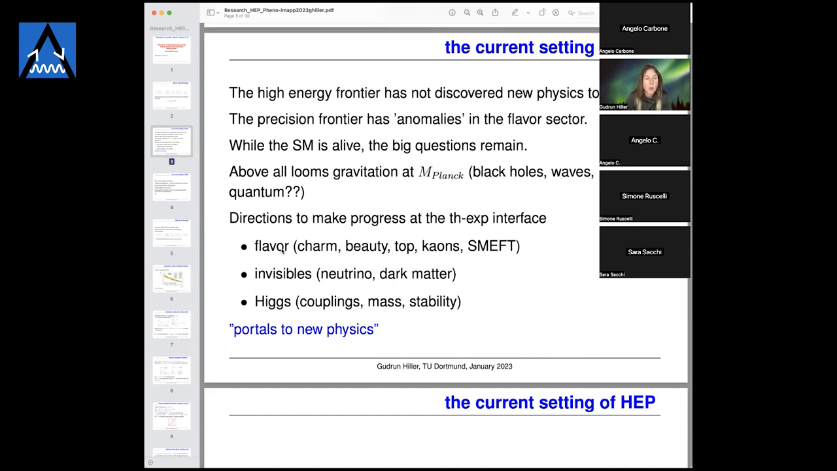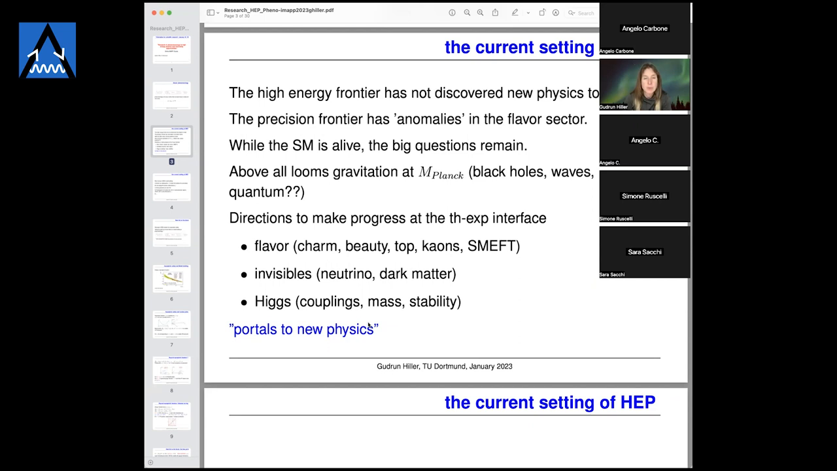So all these three blocks I mentioned here, flavor, so standard model fermions coupling to something, neutrinos coupling to something, and the Higgs, they are viewed also as portals to new physics. So you say, well, we start with the standard model, we build colliders with the standard model particles, we collide protons, or maybe we collide electrons at Belle II, or maybe in the future we even collide muons. But these standard model particles couple to BSM physics, so they are portals.